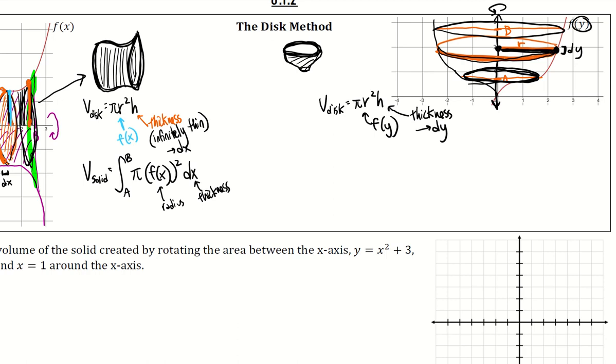So if you are rotating around the y-axis for the disk method, everything needs to be in terms of y. That includes your bounds, and that includes your function, and then your thickness. All will be in terms of y. So the volume of the solid, we're adding up an infinite number of these disks that are stacked on top of each other, is going to be the integral from a to b of pi r squared times the thickness, which is dy.